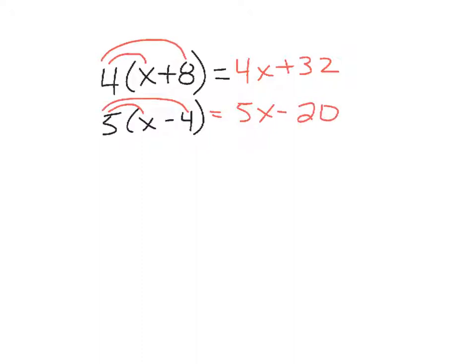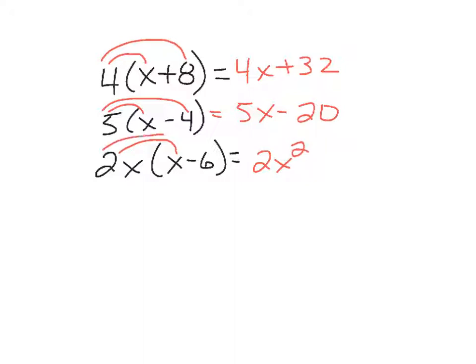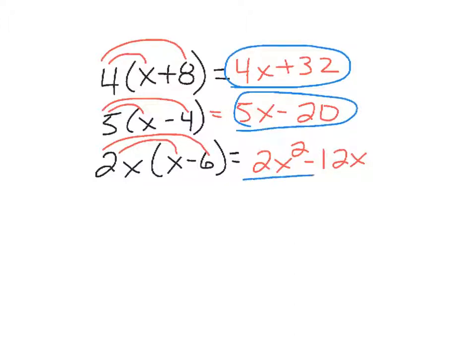One more example. If we had 2x on the outside and inside the parentheses x subtract 6, we would use the distributive property, multiply 2x times x and get 2x squared, and then multiply 2x times minus 6 and get minus 12x. Well, each one of these answers is really a binomial. So what we are going to do is the opposite of what we just did. We are going to factor those out.